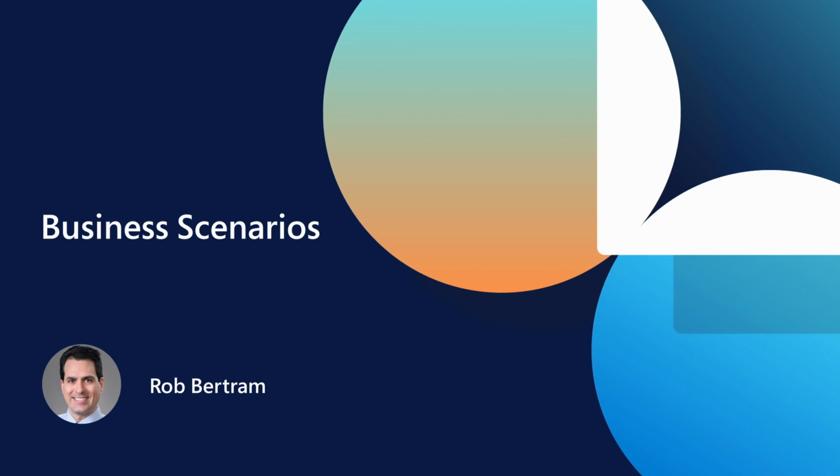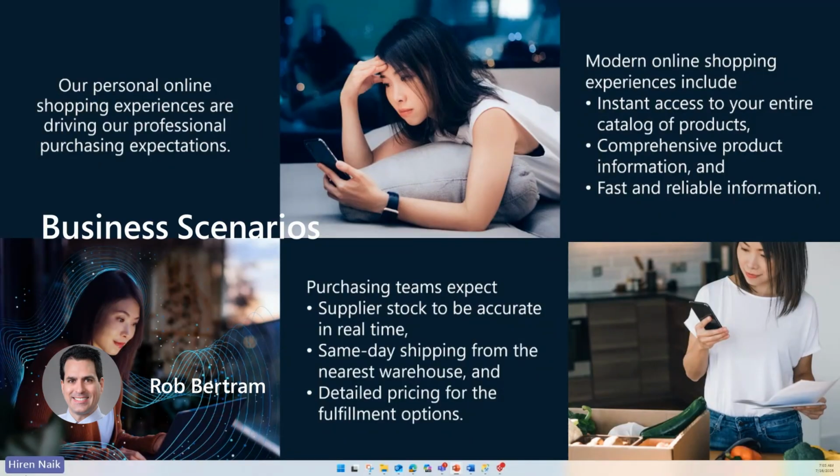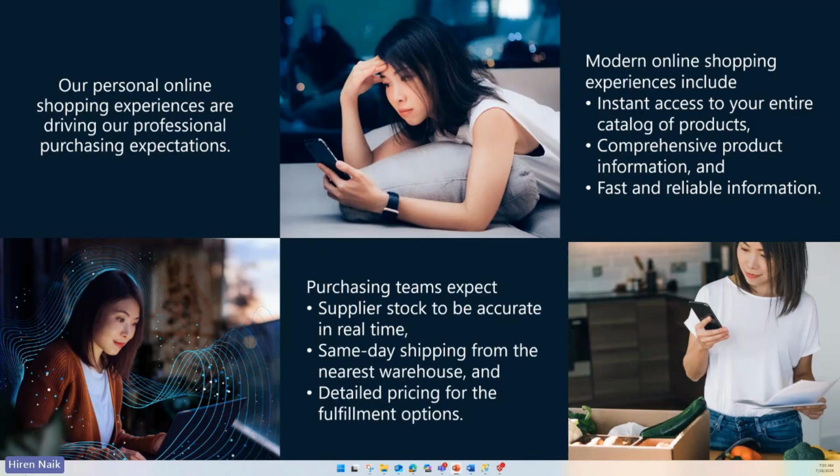Rob, over to you. Thank you, Hiren. Before we dive into the features and capabilities of the inventory visibility service for Dynamics 365 Commerce, I want to cover some industry trends for organizations with a product-centric business who use the order-to-cash process. Modern online shopping experiences have raised the bar for selling and purchasing. Every organization in the supply chain for an order-to-cash process is impacted, not just the end retailer, but everyone who works with them as business partners, suppliers, 3PLs. All of them are impacted by this change.